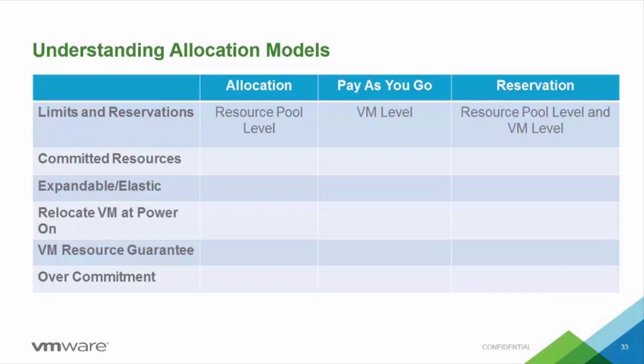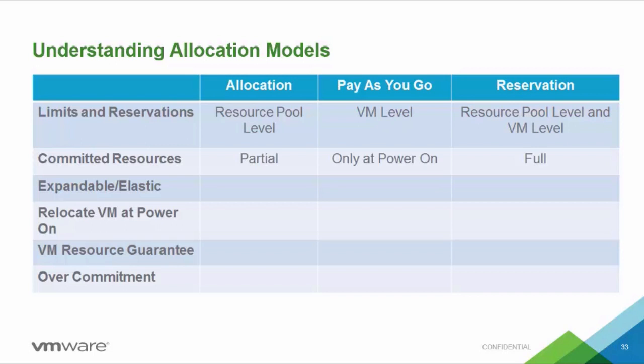Reservation, on the other hand, is like a combination of both. When we're configuring our org VDC, we're setting resource pool level limits and reservations, and as we deploy our VMs, we're doing a per VM limit and reservation. By default, these will be 0. So keep that in mind if you have a reservation model: you will need to set something at the VM level if you're looking to limit and guarantee it.